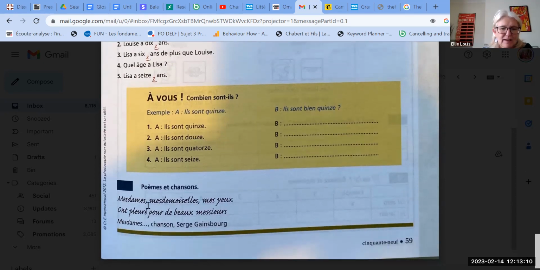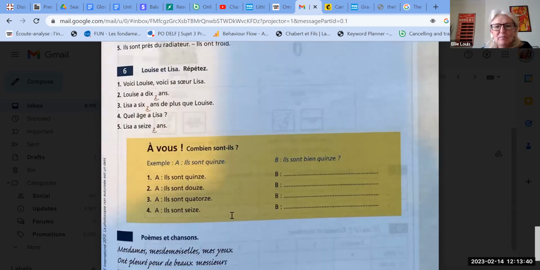Just have a look. How would you say these words just down at the bottom, just to finish up? This all in italics here. Mesdames, mesdemoiselles, messieurs ont pleuré pour de beaux messieurs. Très bien. So, good one for you to practice this week. Getting lots of Zs in there, I think, is the thing. Try and be really conscious of it when you're speaking.